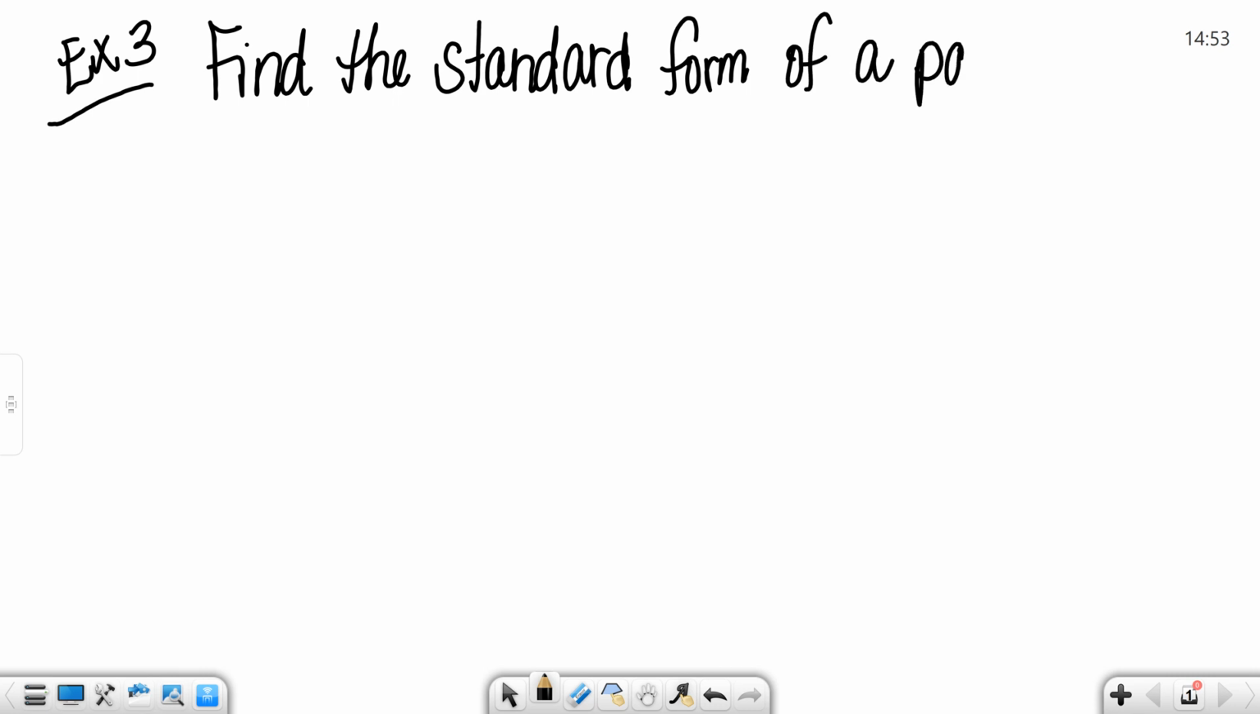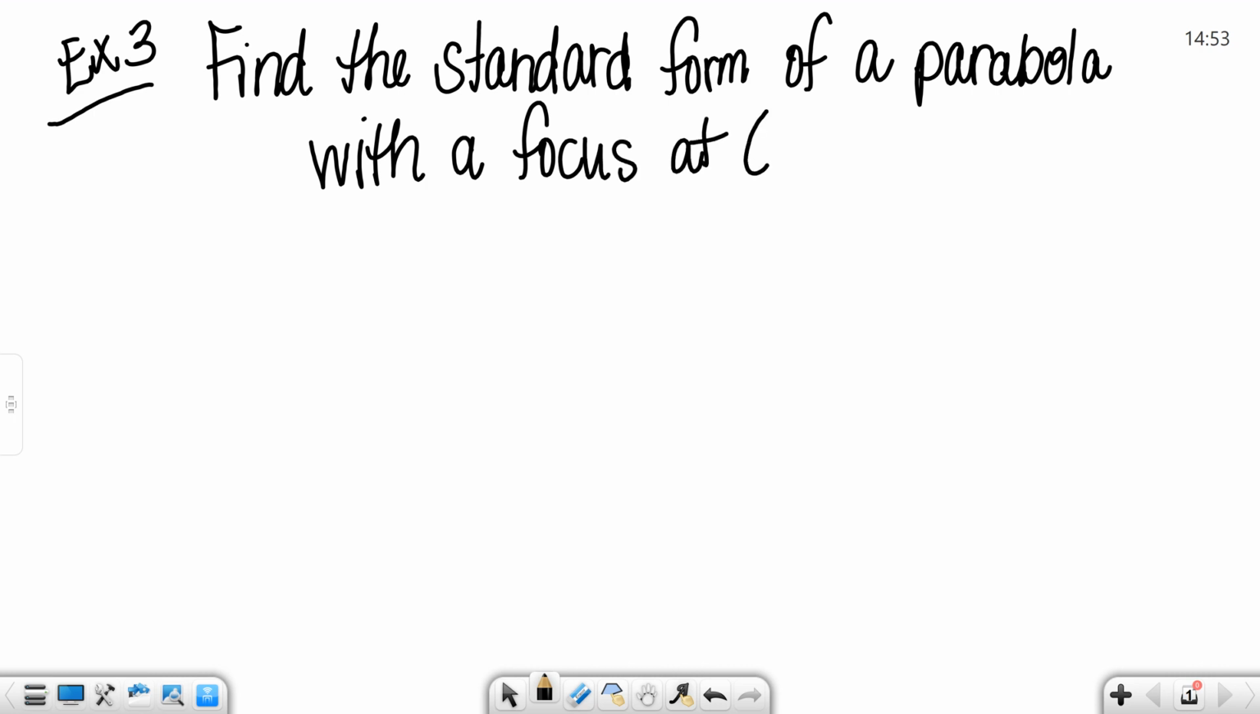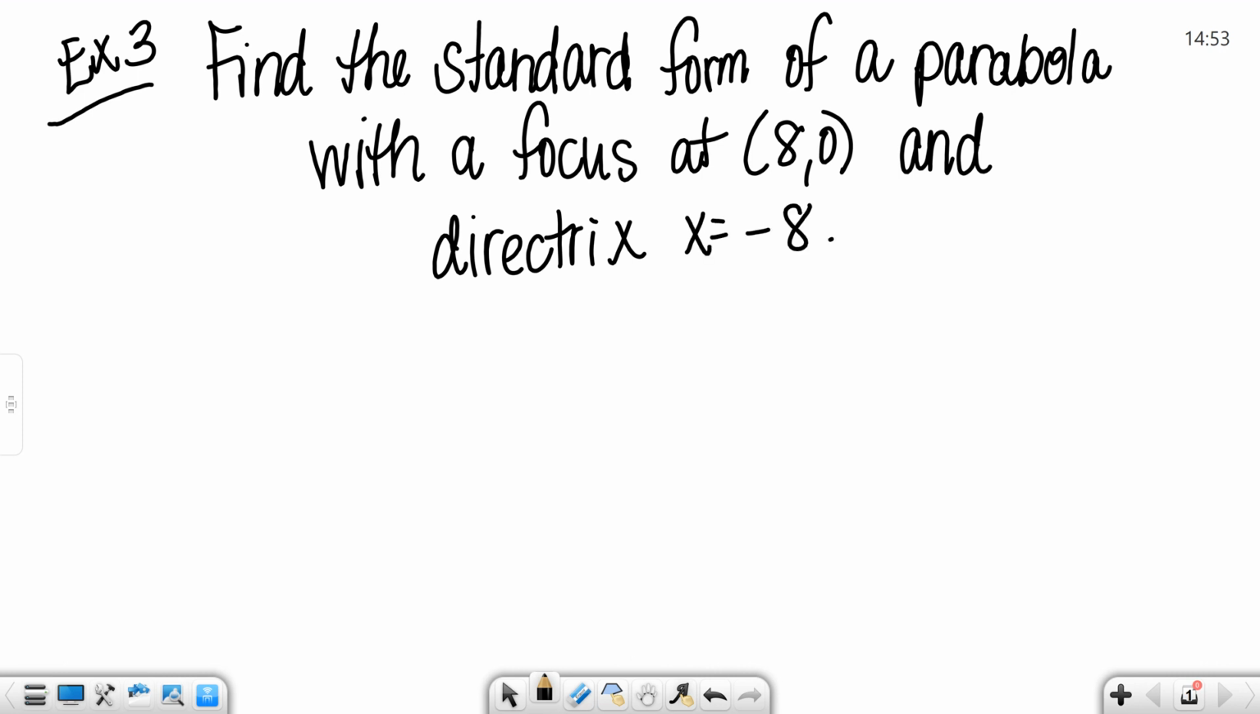All right, this time we're looking for the standard form of the equation of a parabola with a focus at (8, 0) and directrix x equals -8. Okay? So we want the equation. Now, even though they're not asking for the graph, it is helpful to sketch what is given to us.